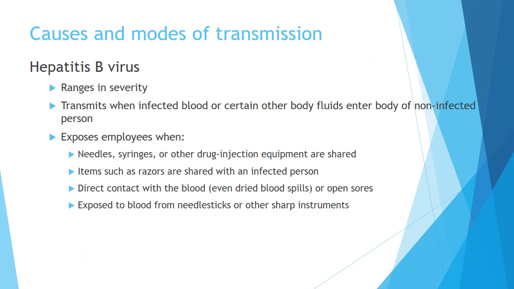The hepatitis B virus. It ranges in severity. It transmits when infected blood or certain other body fluids enter the body of a non-infected person. Employee exposure occurs when needles, syringes, or other drug injection equipment are shared, or items such as razors are shared with an infected person. Other routes include direct contact with the blood, even dried blood spills or open sores, and exposure to blood from needle sticks or other sharp instruments.